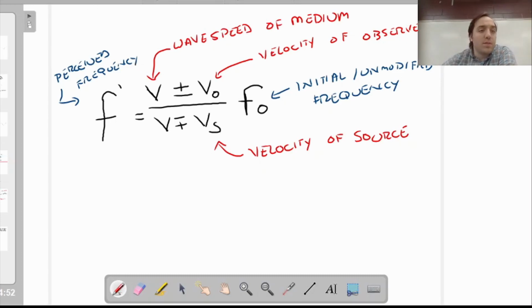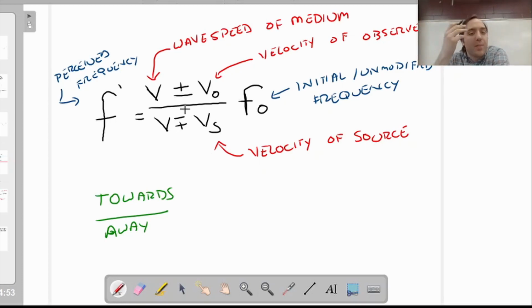The one thing we haven't talked about are these pluses and minuses. I always think of it as towards, away. So in other words, if the observer's heading towards the source, you use the plus sign. If the observer is heading away from the source, use the minus sign. If the source is heading towards the observer, use the minus. If it's heading away from the observer, use the plus. And if you go and check the logic here, it makes sense.